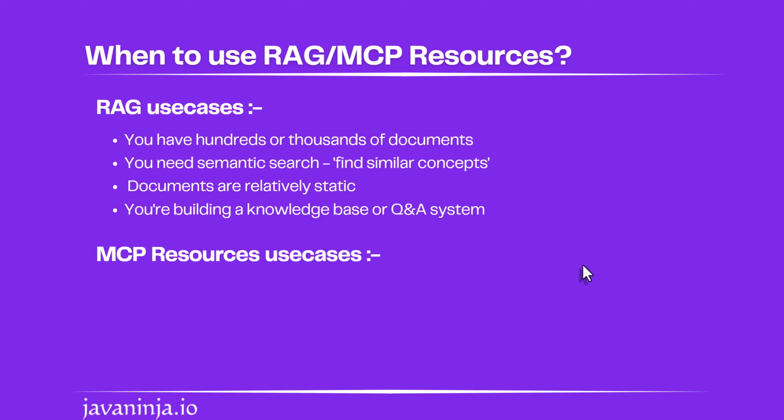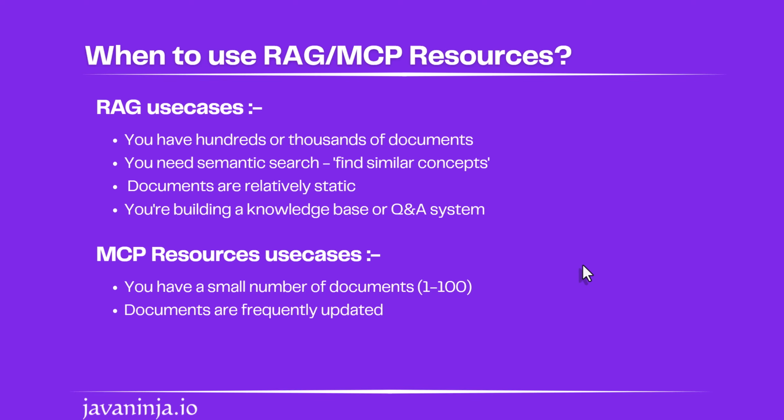When should you use MCP resources? MCP resources make more sense when your data is smaller, constantly changing, or needs real-time access. It works great with structured formats like JSON, logs, or CSV files. And since the AI reads the entire context instead of chunks, it keeps full context without complicated infrastructure.